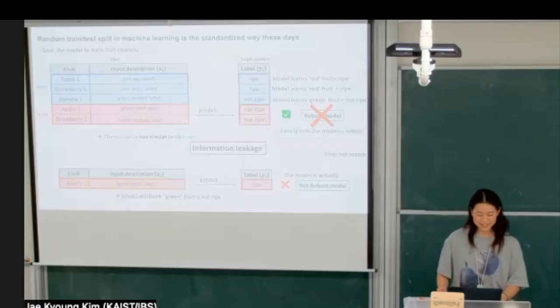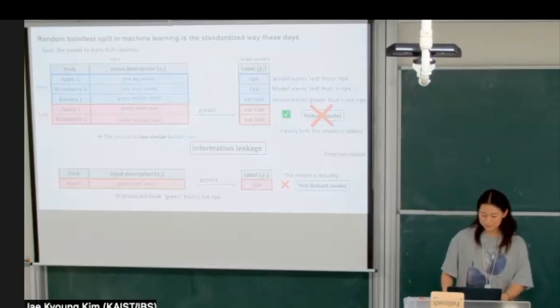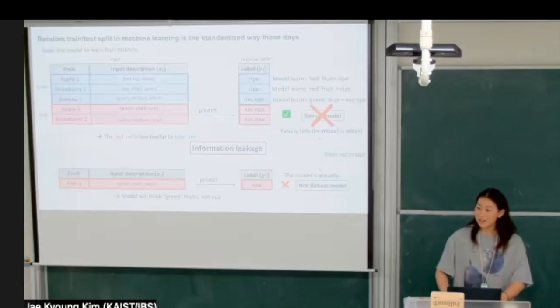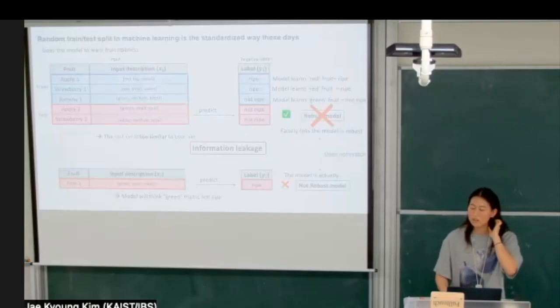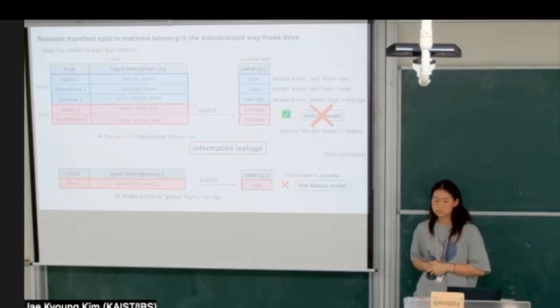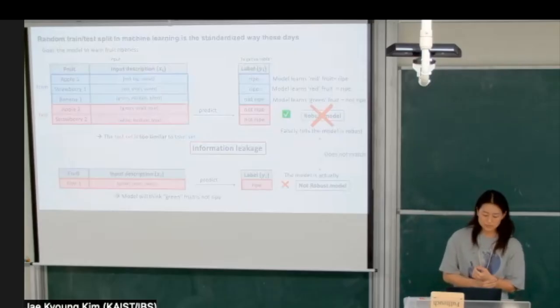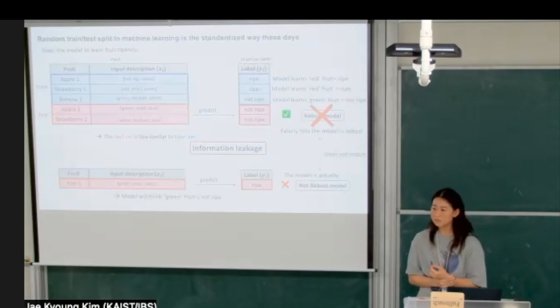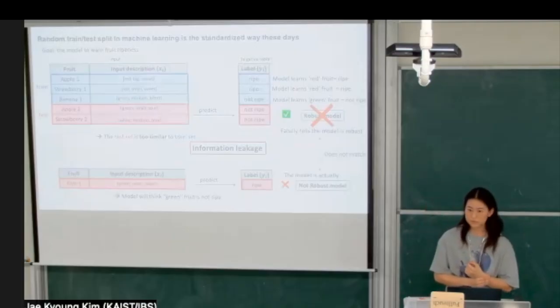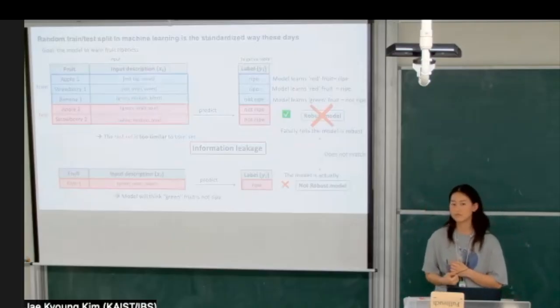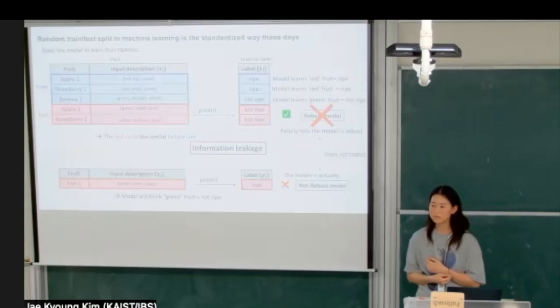So that is information leakage. Is everyone clear what information leakage is? So typically when we perform machine learning, we have a test set and a train set, but if the test set is too similar to the train set, then we call it information leakage. So if I give you a homework problem which I covered in class, then it's information leakage.